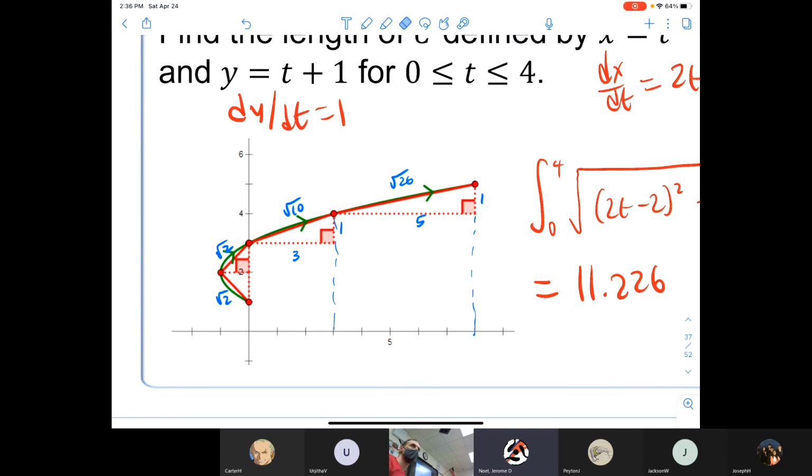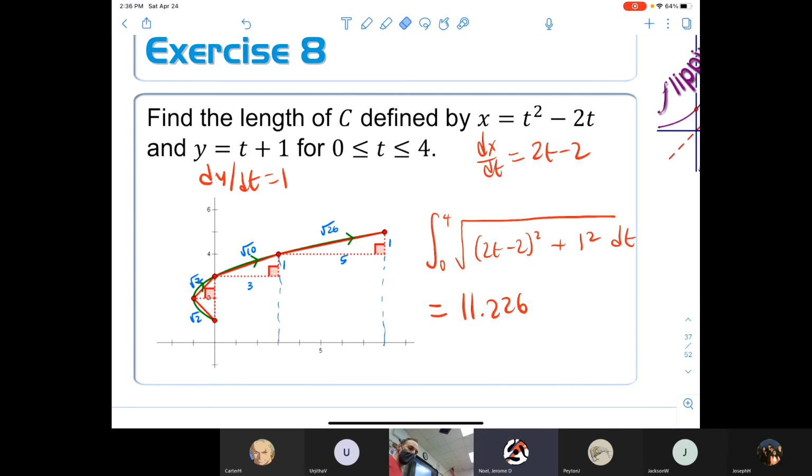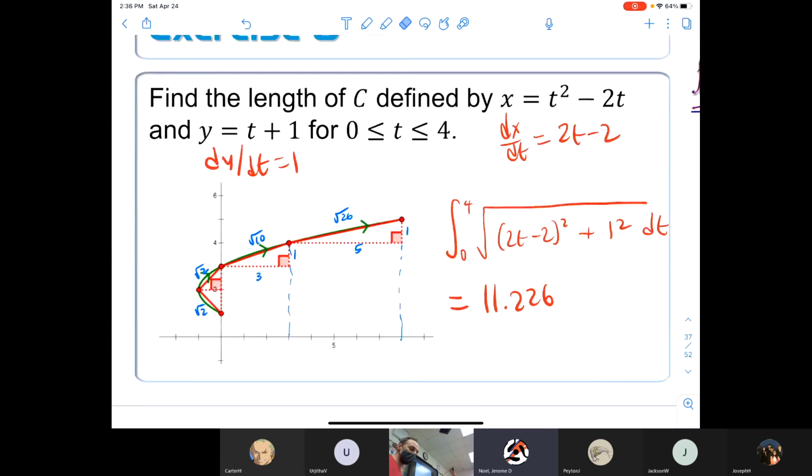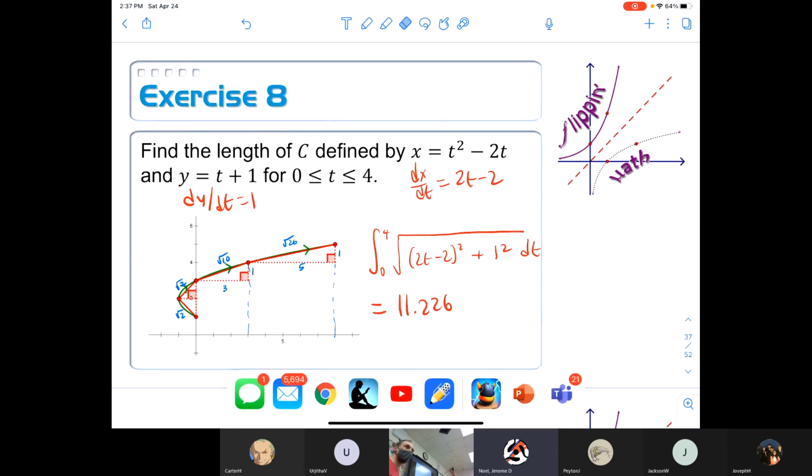This found the arc length, but this was just a normal arc length. What'd you get about? Yeah, it's pretty close to just being about 11, which is close to what we had. And like Sean said, our answer should have been a little bit smaller because we're using straight segments instead of curved ones.